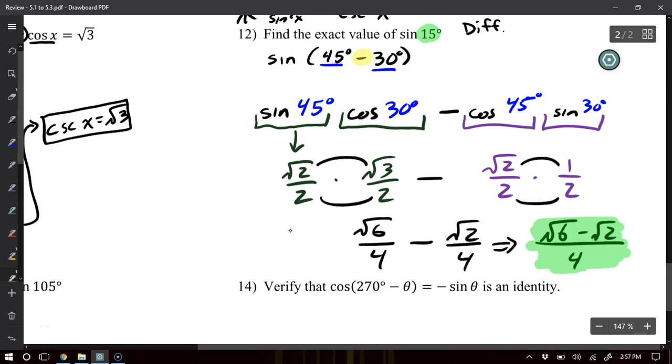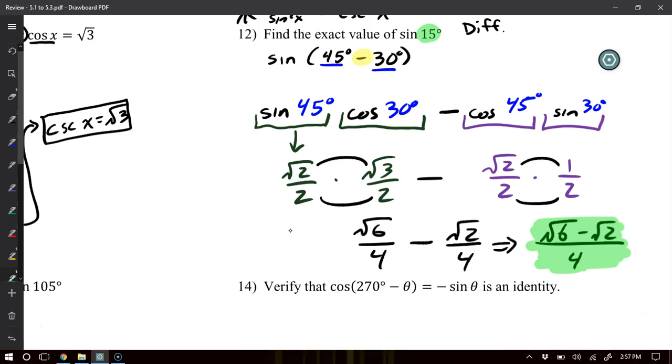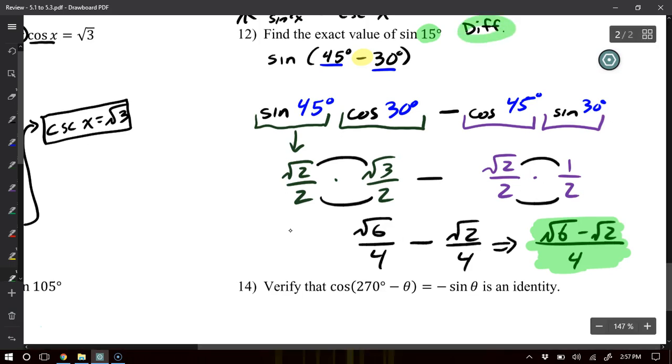And that is the value of the sine of 15 degrees. Done. So that's the sum and difference idea behind sine. In this case, I did difference because of 45 minus 30. Do look at your formulas for it. For the difference for sines, the operation stays the same.